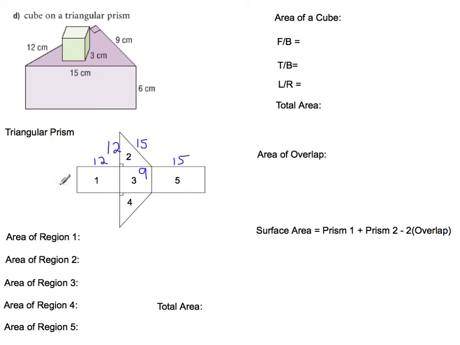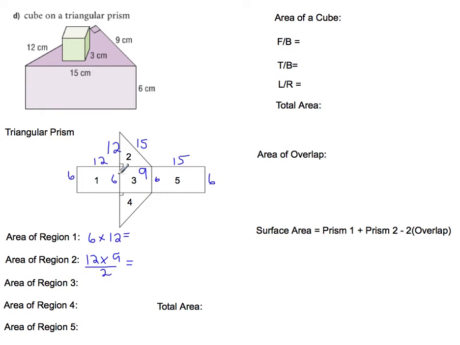The height of the triangular prism is 6. So I finish filling in my dimensions. I know that the area of region 4 and region 2 are the same. So my area of region 1 is 6 by 12. My area of region 2 is 12 by 9. And since it's a triangle, I'm going to divide by 2.